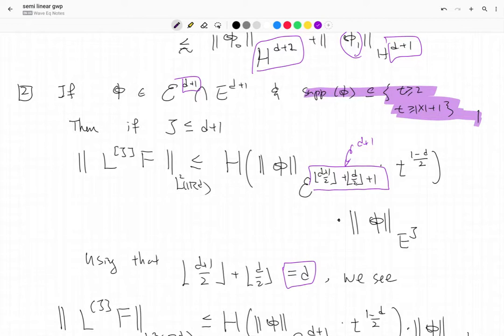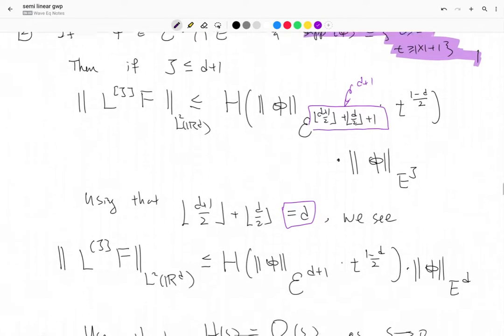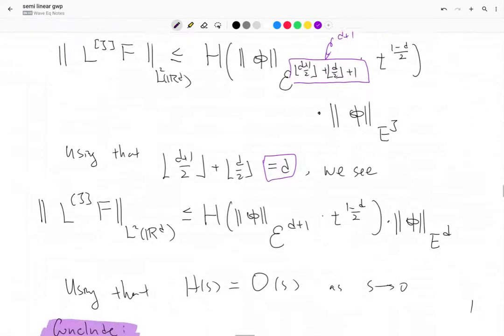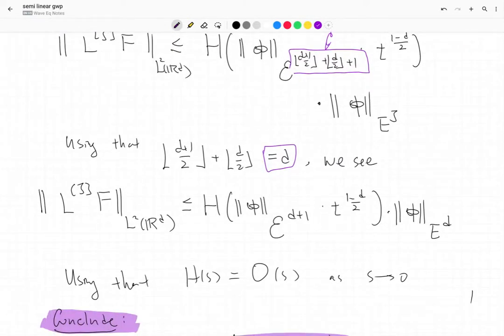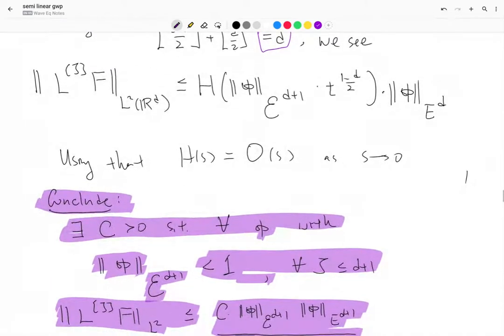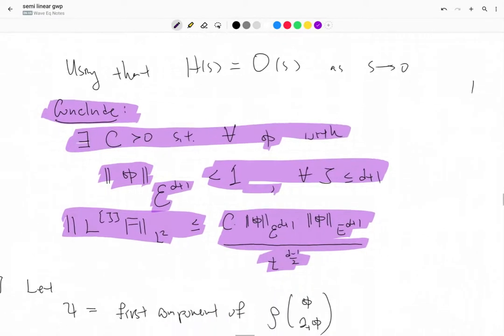Okay, so because of this, we can conclude that for any j less than or equal to d plus 1, j derivatives of f measured in L2 is bounded by, as I said before, phi in the curly E d plus 1 space and phi in the capital E d space. Okay, and if we use that h is linear as s goes to 0, this means that the following statement is going to be true.